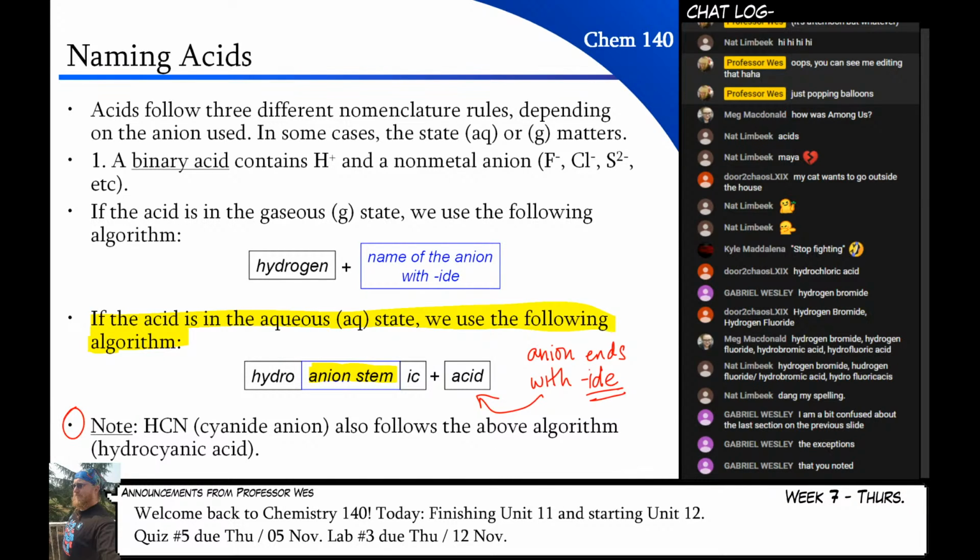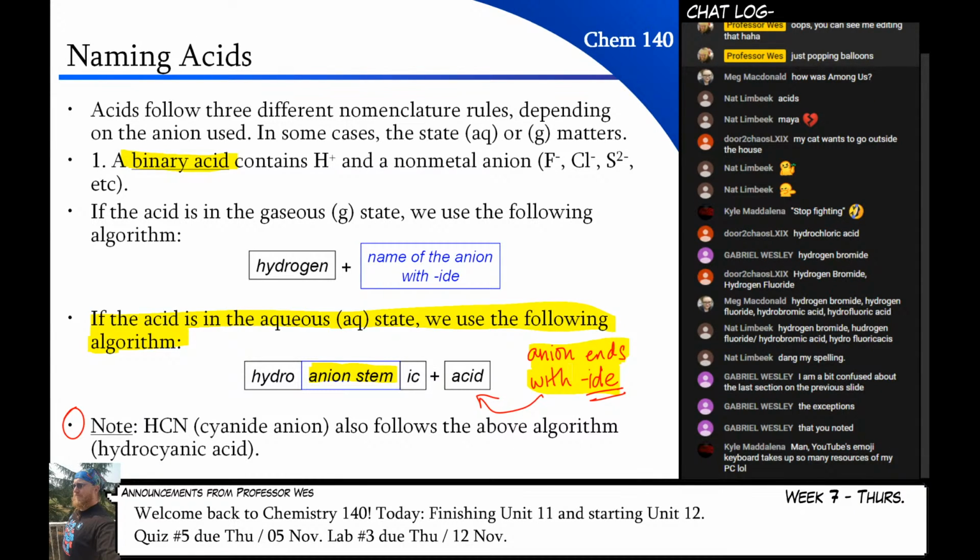This slide is kind of trying to note two different types of things that follow these formulas. The first is a binary acid, so that's just H plus and a nonmetal. And then the other type is if the anion ends in "ide." So if you meet either of those qualifications, and in fact, for the most part, they are the same qualification, you use the rules on this page. Now, there are two rules because one concerns itself over whether it is a gas or it is aqueous.